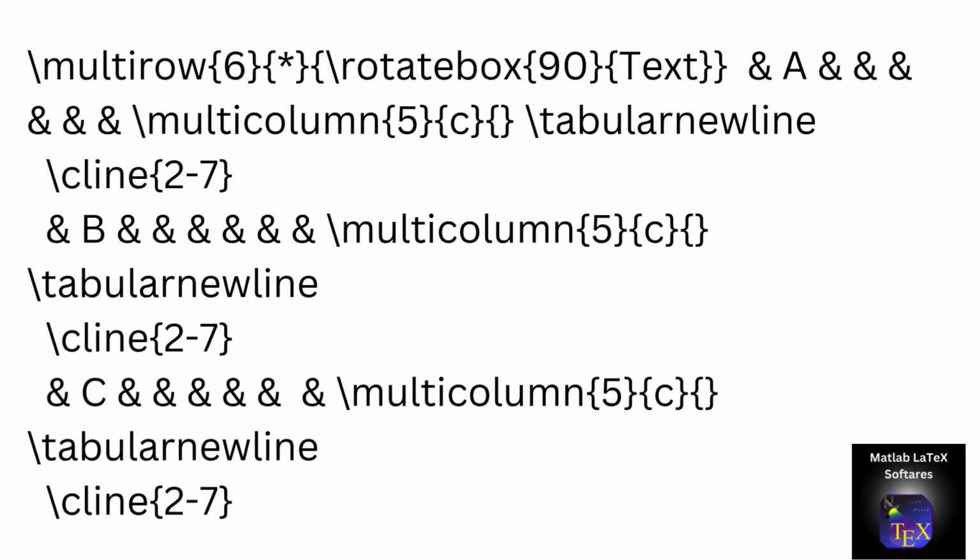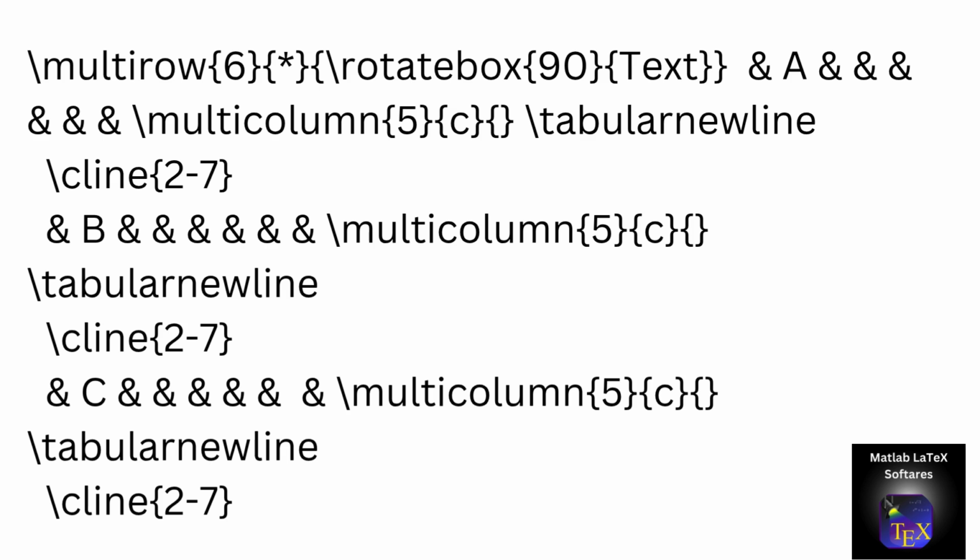Each row starts with the symbol of ampersand to separate columns. The second column contains the row identifiers A, B, C, and so on, followed by several empty cells represented by additional ampersand symbols. The command multicolumn of 5 of C at the end of each line merges the last 5 columns into a single blank cell, ensuring the layout remains consistent with the top half of the table, where the headers were divided into the text sections.